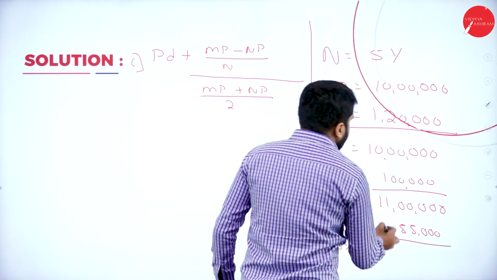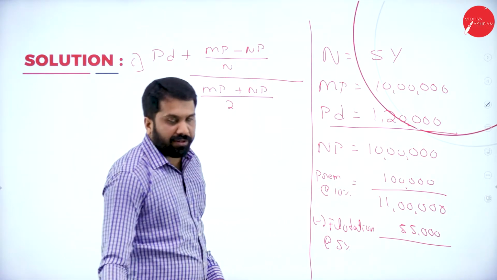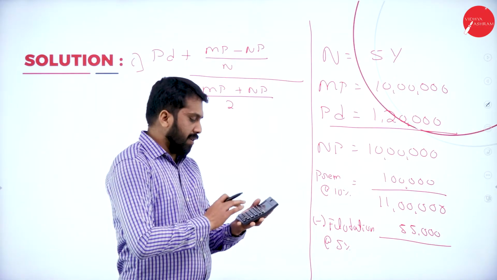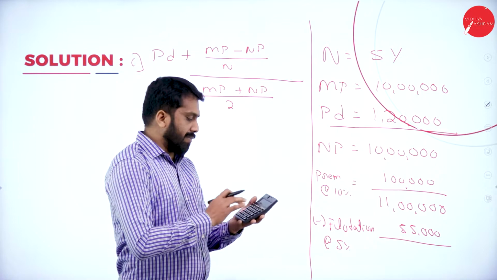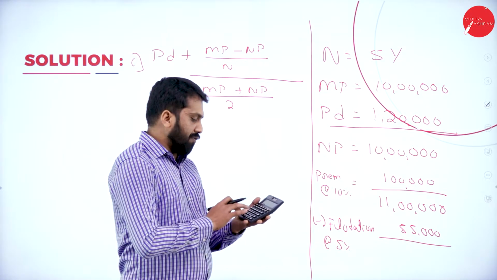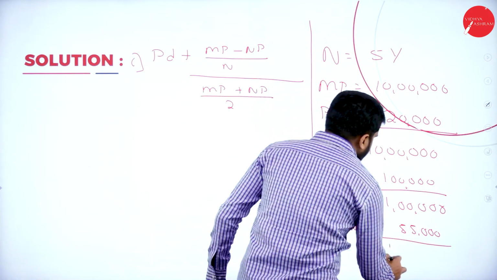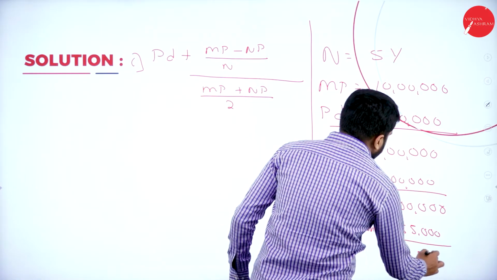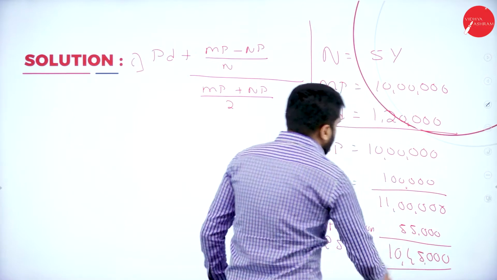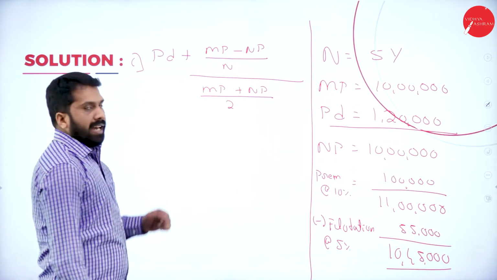Now minus 55,000. How much did you get? 11 lakh minus 55,000 is 10 lakh 45 something. It is 10 lakh 45,000. Your answer is 10 lakh 45,000. Now, as per this, I'll come back to this.